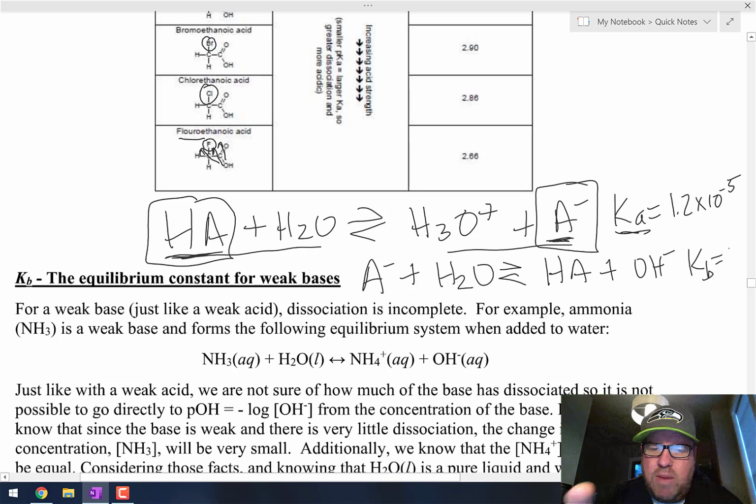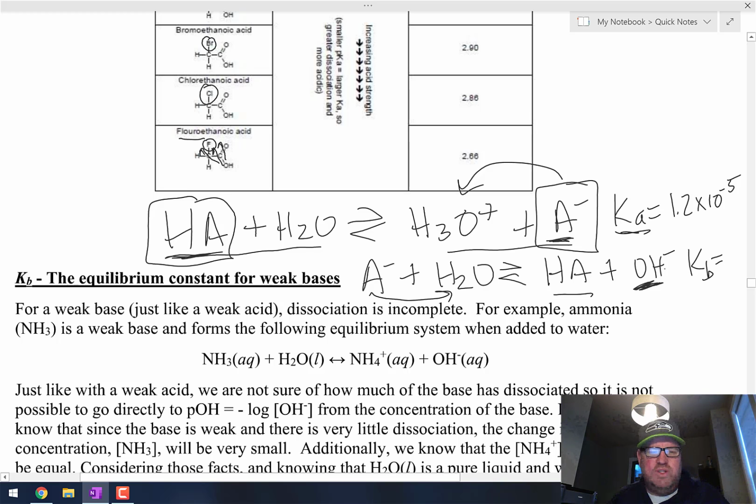Now notice a couple things here. Number one, notice it's not the same equation in reverse. In both cases, when a weak acid or a weak base acts as a weak acid or a weak base, the reaction always involves it reacting with water. Notice it's not A minus reacting with H3O plus. It's A minus reacting with H2O to reform the acid and also to produce some hydroxide ions. And again, that's what makes it basic, those hydroxide ions in there.